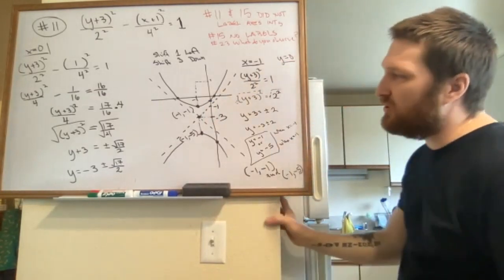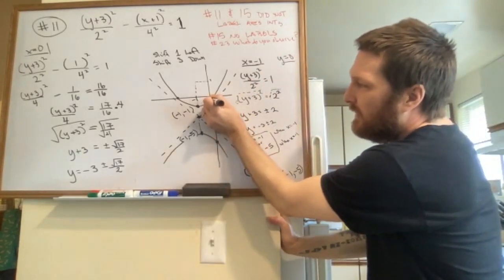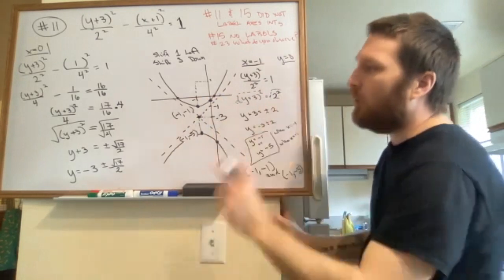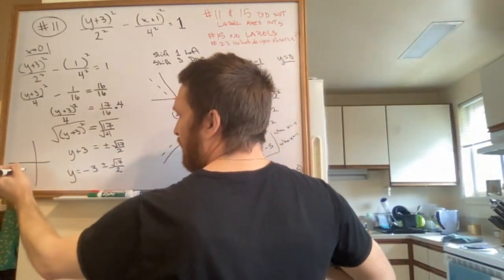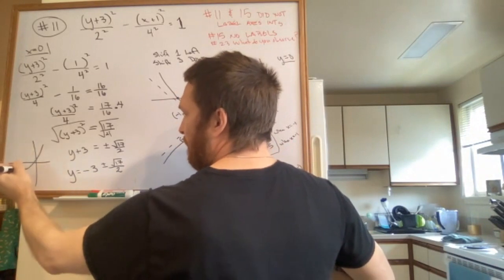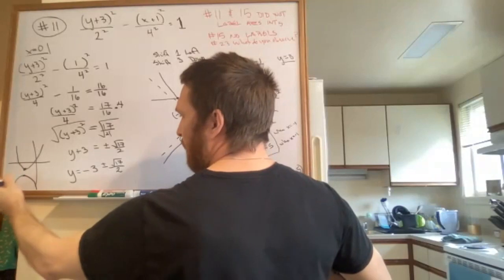And the only question is, did I draw this right? Is this actually a negative number? Or should I have drawn this like that? That's the question I'm trying to answer right now.